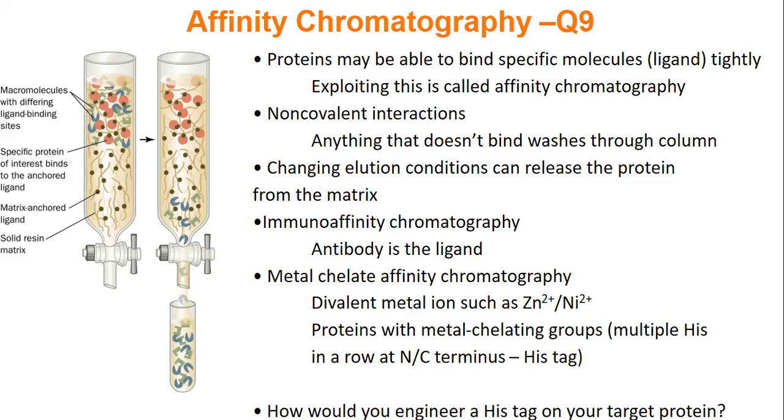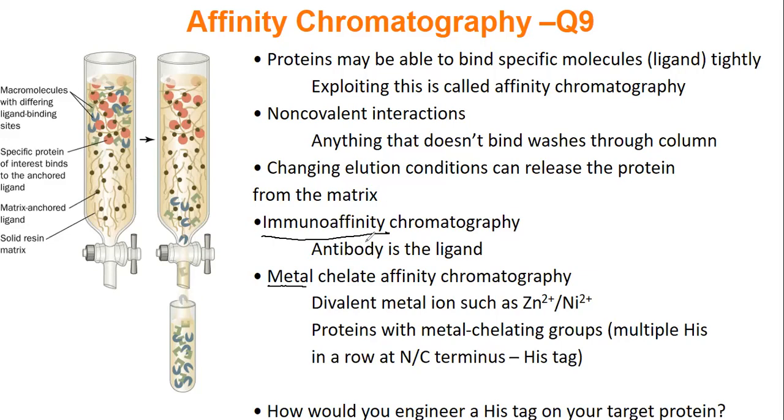And there's 2 general types of affinity chromatography. You have immunoaffinity, and then you have affinity chromatography using metals. So let's talk about immunoaffinity. Here, your solid portion of the column is made out of antibodies. And antibodies are extremely specific in that antibodies bind one thing and they bind it very well.